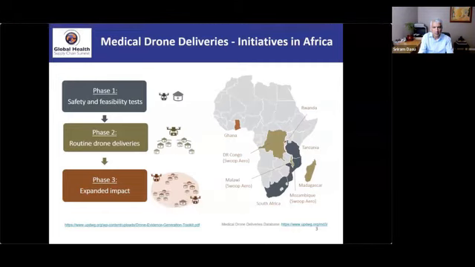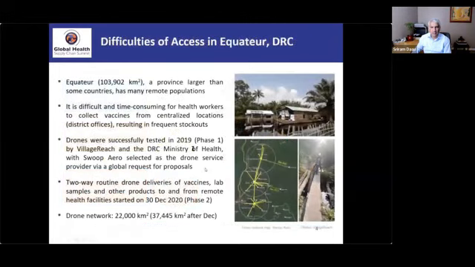They require different types of evaluation and performance indicators as outlined in the Drone Evidence Generation Toolkit, which web link is provided on this slide. The focus of this presentation will be on the phase 2 drone program evaluation in Equator Province in DRC.